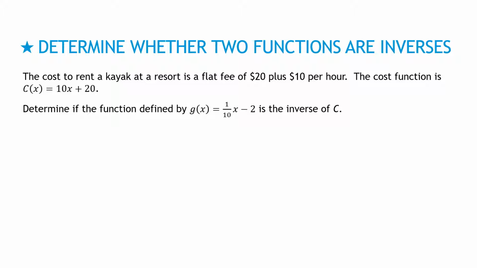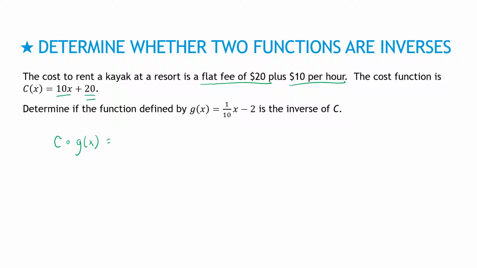So again, this one threw in a little bit of a story problem, but really not, because they've already given you the two functions, so you're not even asked to come up with the cost function. But just as a reminder, the cost function would be the flat fee of 20, which is why 20 is not being taken times anything, and then $10 per hour, which is the 10x. So we have our cost function, and we have the inverse, and we're basically going to take c of g of x and see what happens.